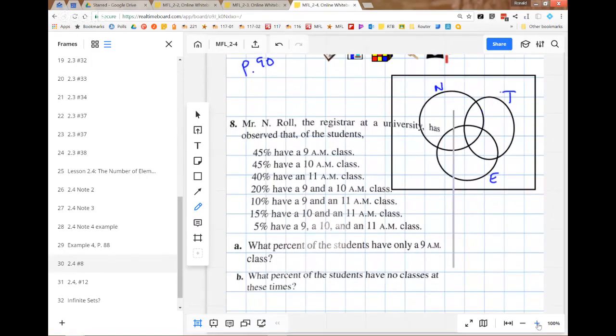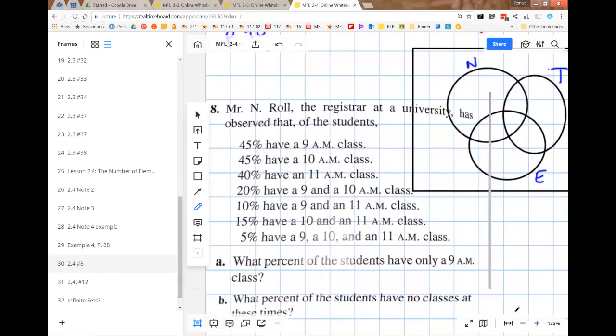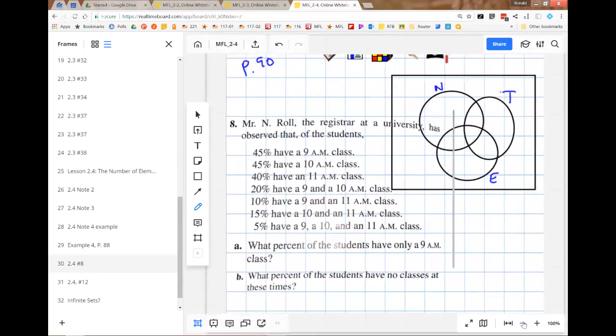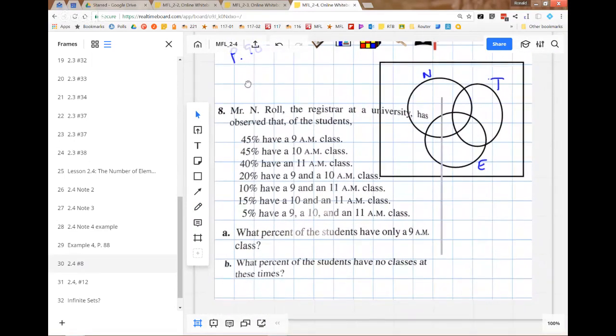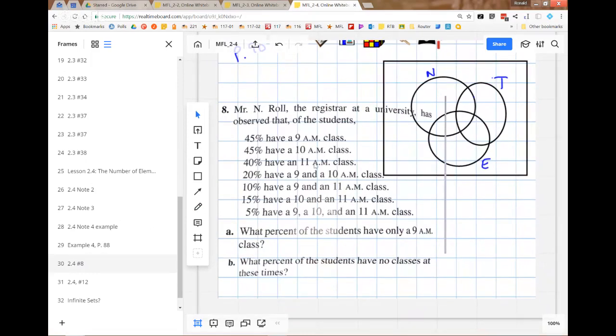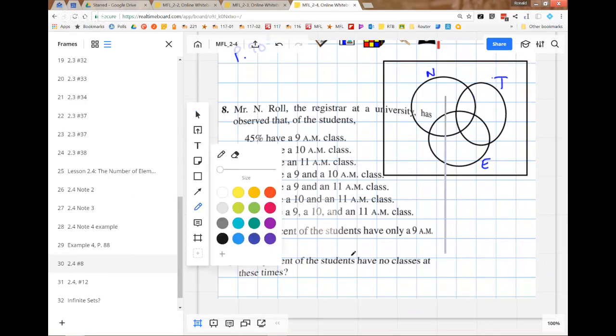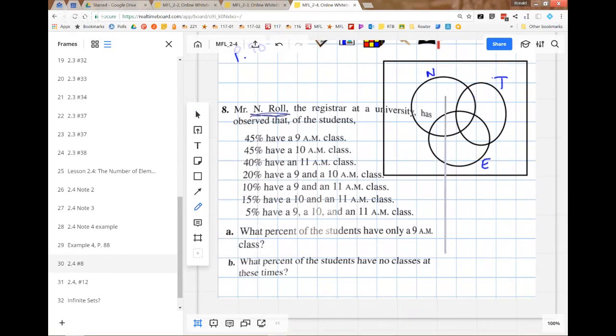Okay, this is kind of funny, I think. So this is at a college, and it's about students enrolling for 9 a.m., 10 a.m., and 11 a.m. classes. Okay? This is what I think is funny. Check this out. Mr. Enroll, registrar. Oh, ha, ha. Not pretty funny, I think.